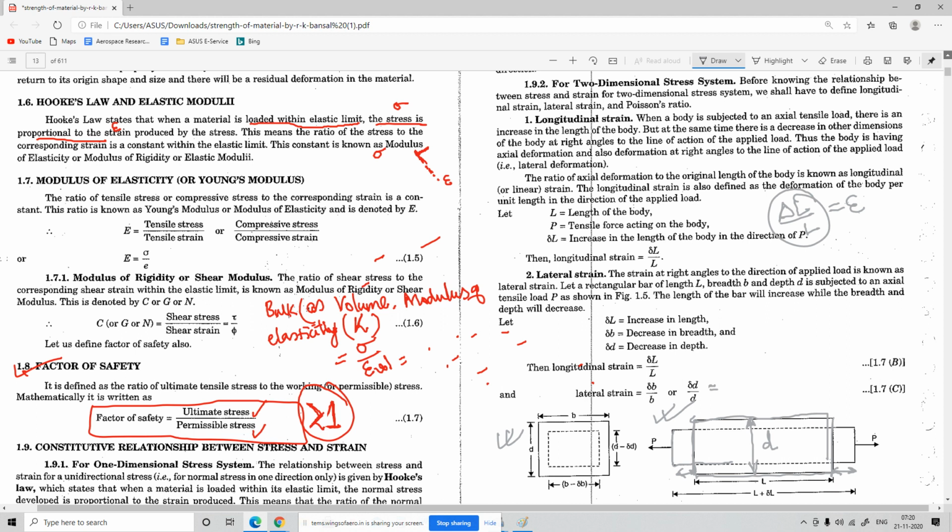Okay, you got the difference between longitudinal strain and lateral strain. Longitudinal strain is change in length by original length. Lateral strain means change in depth by the original depth or diameter. If it is a circular rod, you can consider it as a diameter.